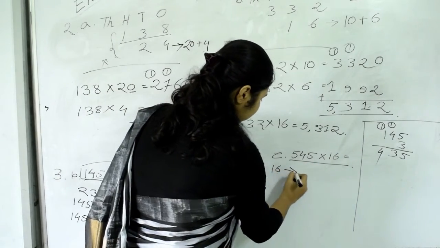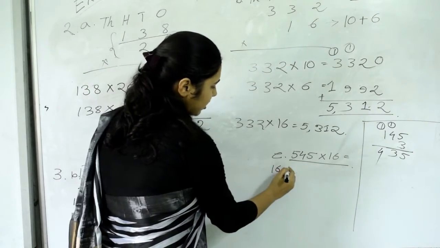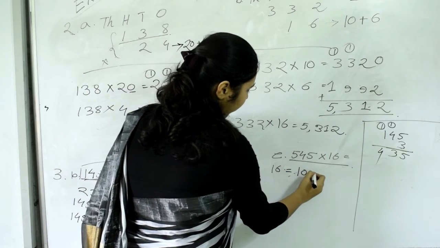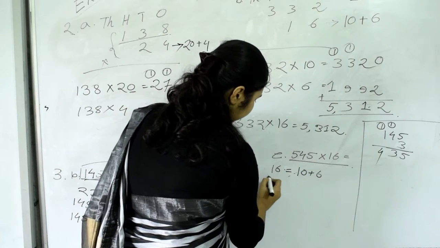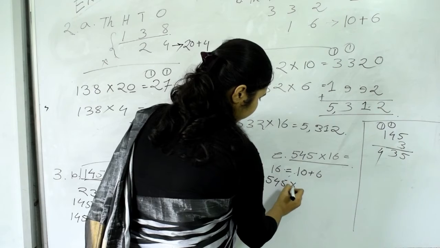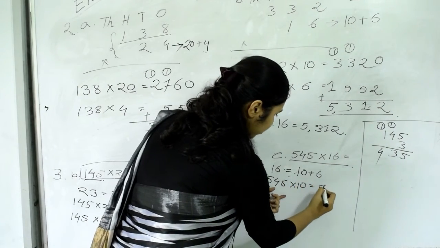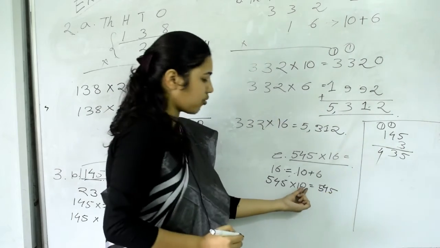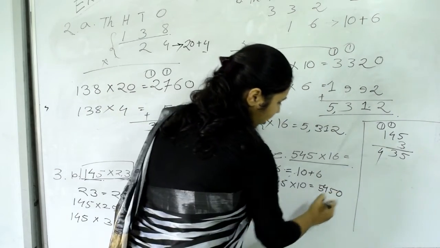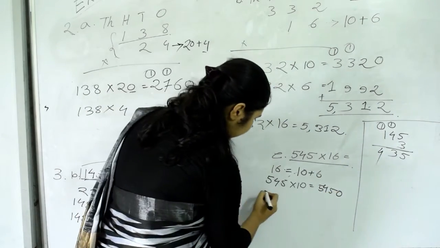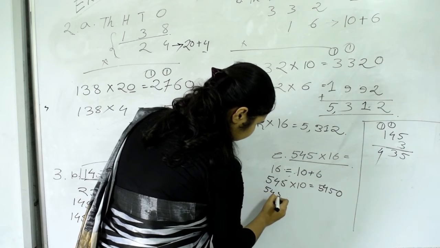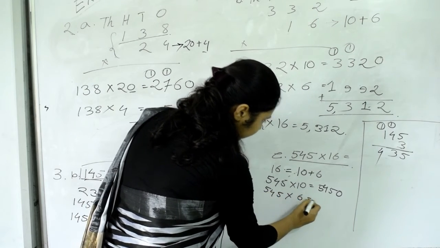Similar way, multiply these two numbers. First, split 16 as 10 plus 6. Next, multiply this number with 10. Here we will get the number itself and then 0 in ones place. And next, multiply this number with 6.